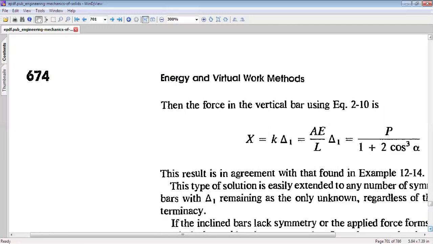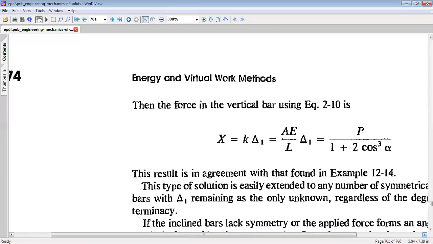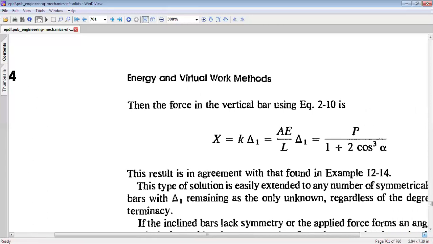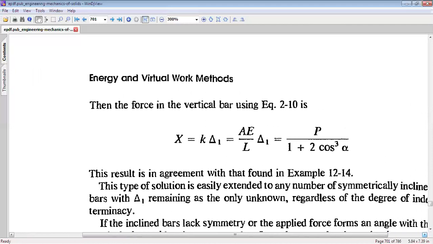And the reaction force in the vertical bar can be written as now, capital X equal to K triangle 1, and that is EA by L triangle 1 equal to P by 1 plus 2 cos cube alpha, where K is the stiffness of the link, which is AE by L. Now this result is in agreement with that found in example 12-14.